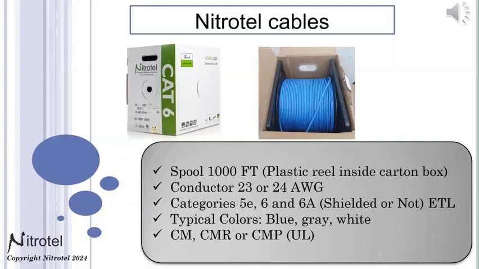Nitrotel cables are available in 1,000-foot spools, which have a plastic reel inside a carton box. They may be 23 or 24 gauge conductors, depending upon the category. Category 5E, 6, and 6A, shielded or unshielded cables are available, and they are ETL listed cables. The colors available typically include blue, gray, and white, and they have the classifications of CM, CMR, or CMP, depending upon the intended application of the cable.